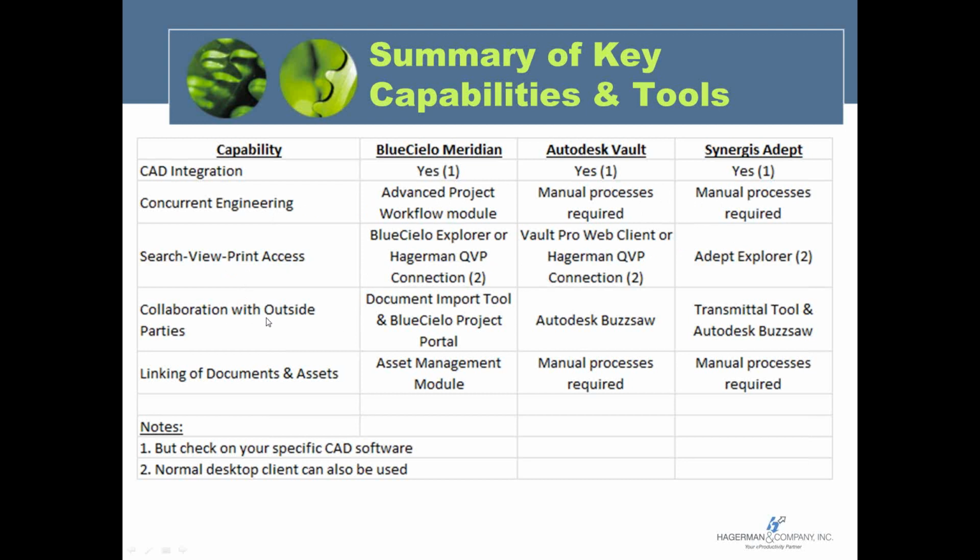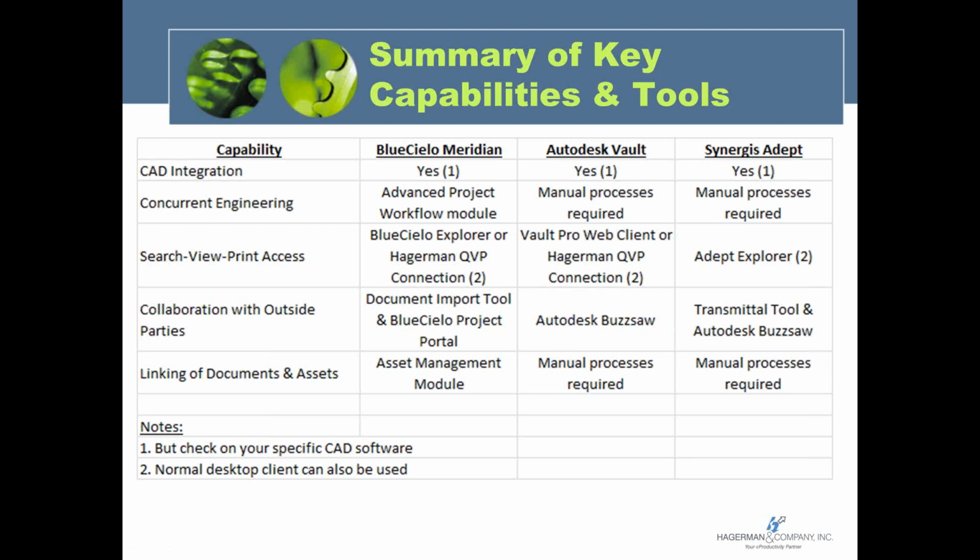Some of the tools for collaborating with outside parties: we talked about the BlueCielo project portal, which is similar to Buzzsaw and works with Adept and Vault. BlueCielo also has a nice document import tool, and Adept has document import and a nice transmittal tool. And then for linking of documents and assets, we talked about the asset management module with Meridian, which is the most sophisticated of the 3 systems we offer in that area. With Vault and Adept, more manual processes would currently be required for managing that linking.